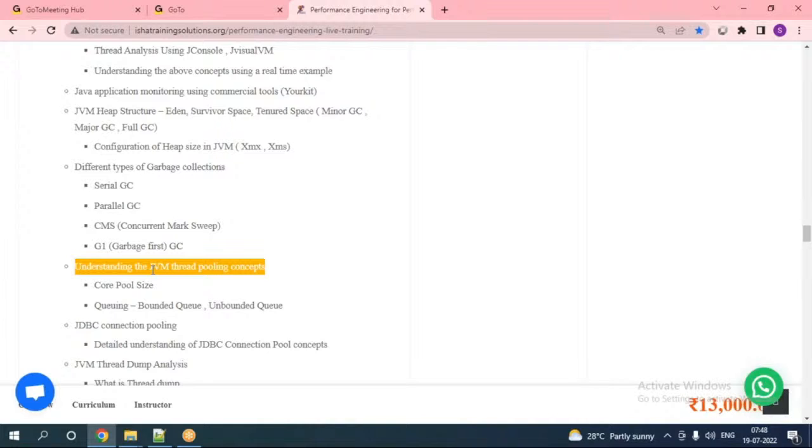Another question: how is a task assigned to a thread pool? The objective of this course is getting a good understanding of all those performance skills. All those things we are going to learn.